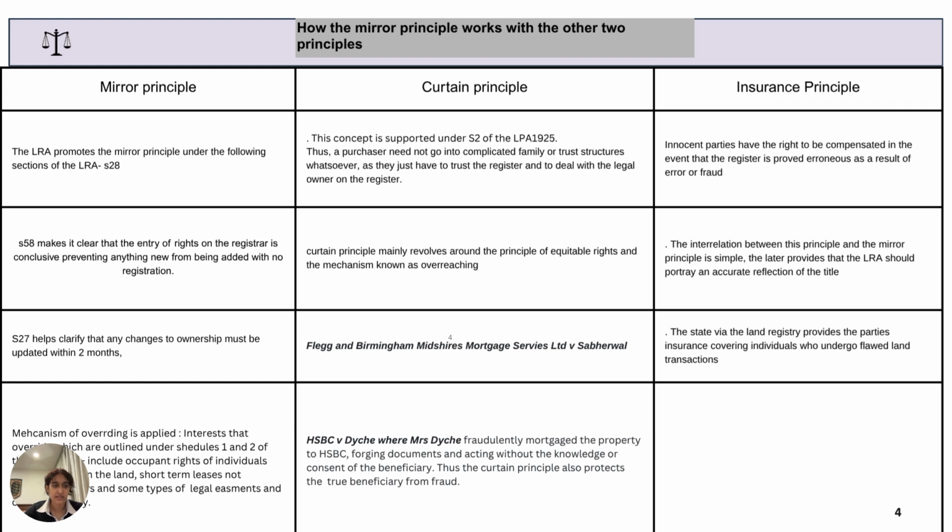Now, in order to understand this, we must understand what sort of equitable rights pertain to land. There are mainly two types of equitable rights. These are within family, or companies. Now, the curtain principle mainly revolves around another mechanism which is known as overreaching.